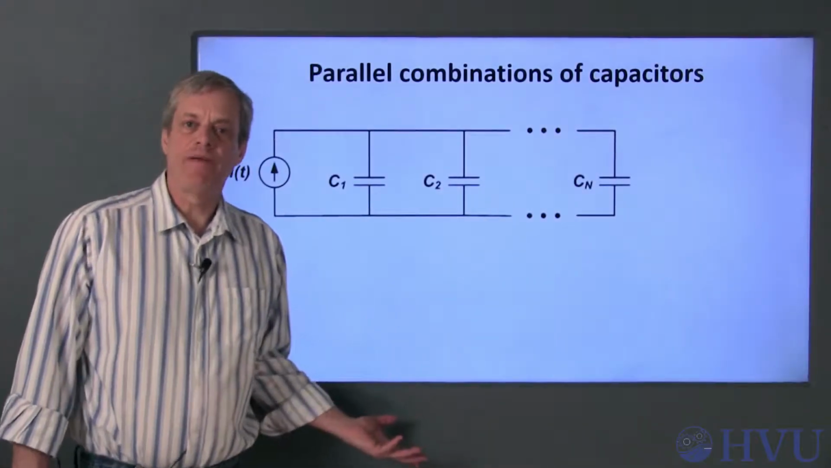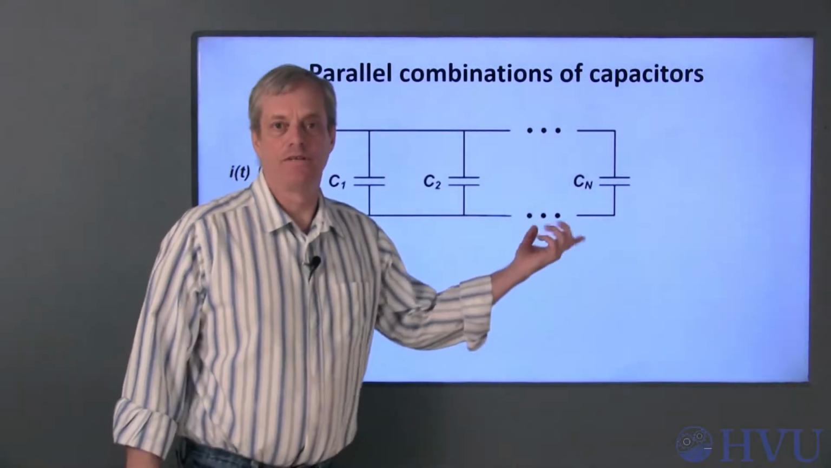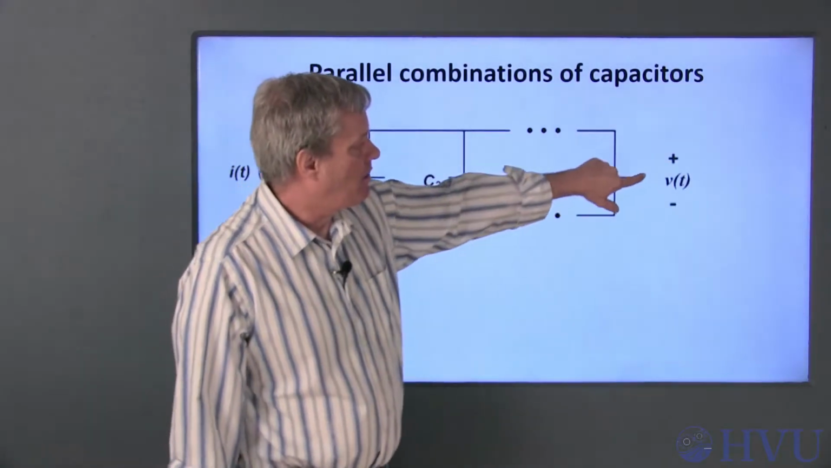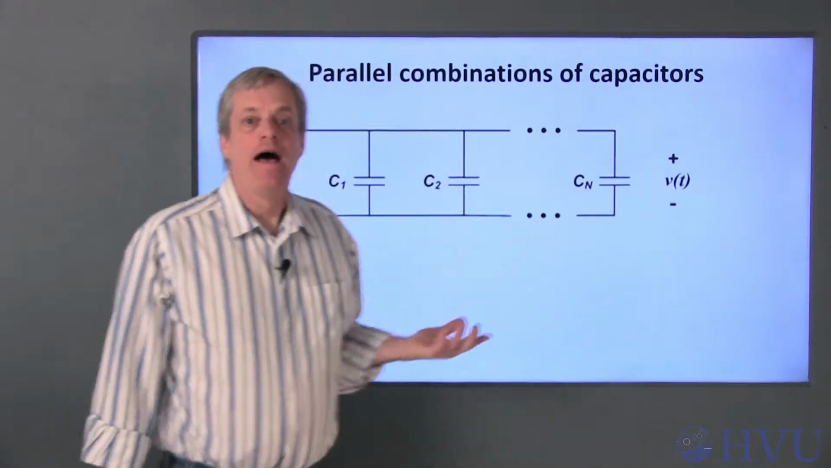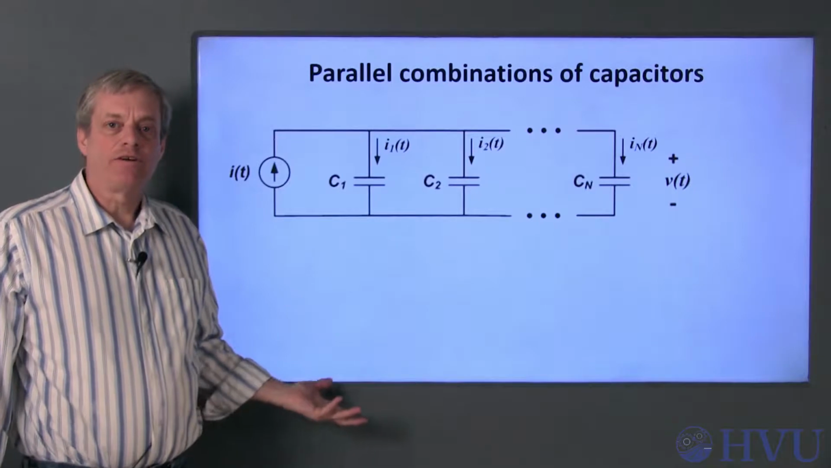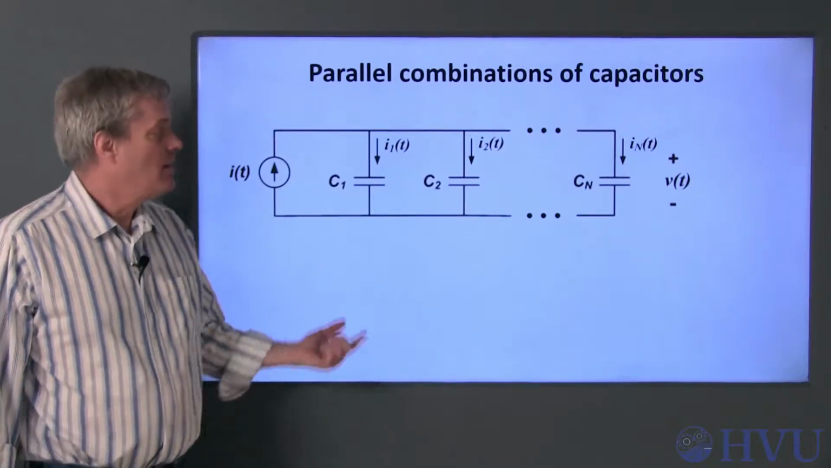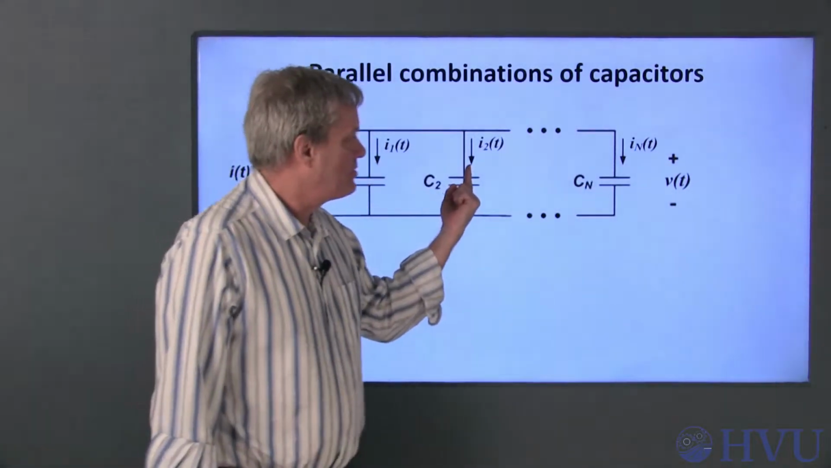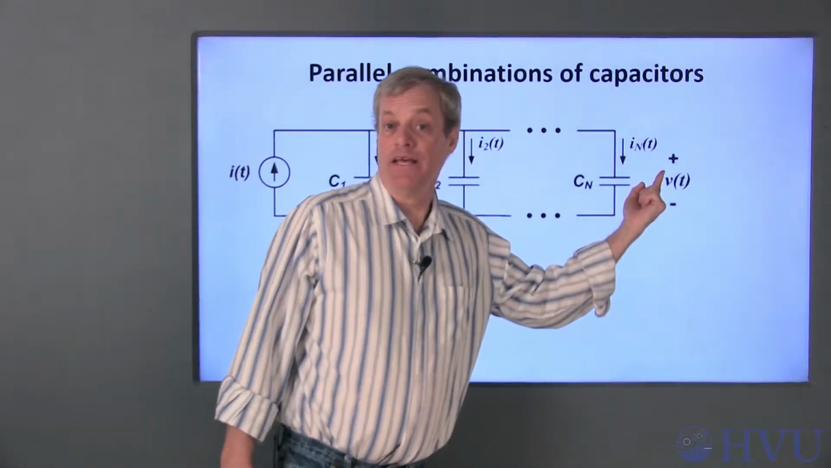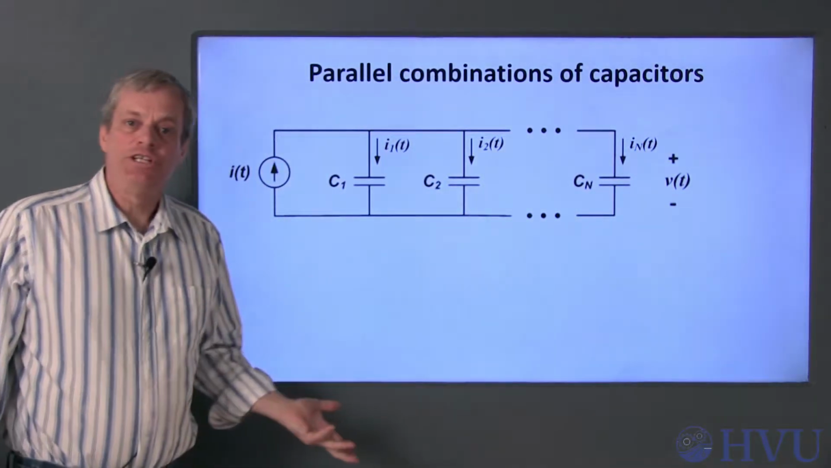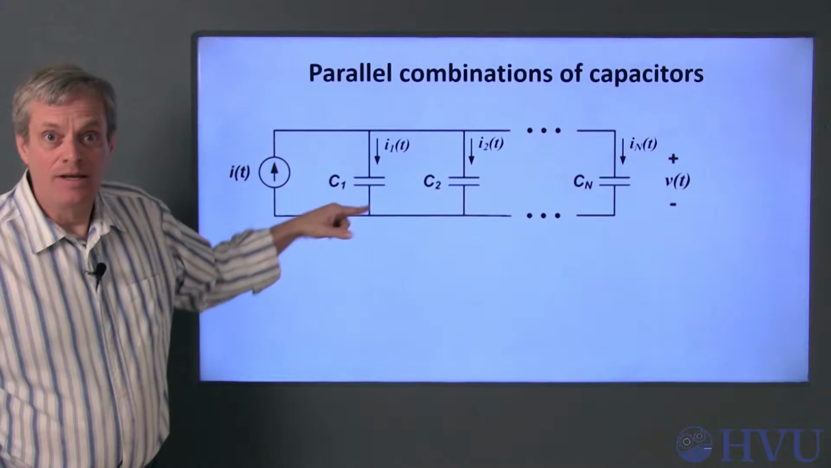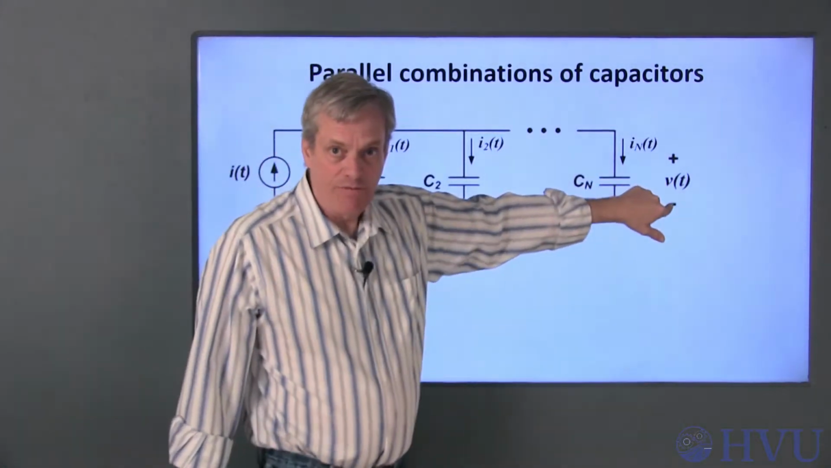For capacitors in parallel, all of the elements share the same voltage difference. I'll call that voltage v(t). However, I do need to define the currents individually for each capacitor. I'll call those i1(t), i2(t), and so on up to i_n(t). The current through each capacitor is the capacitance times the derivative of the voltage difference.